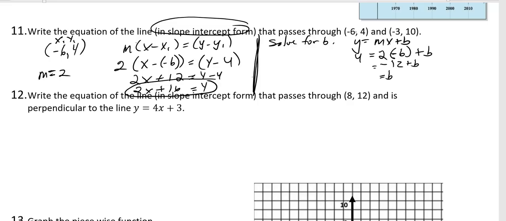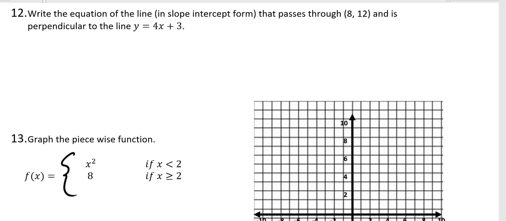Oops, let me fix that, sorry. That was a 4, so that's going to be 16. Once I know what b is, I just rewrite my slope-intercept form with y is equal to, but in place of m, I put my slope, and in place of b, I put my y-intercept that I solve for.